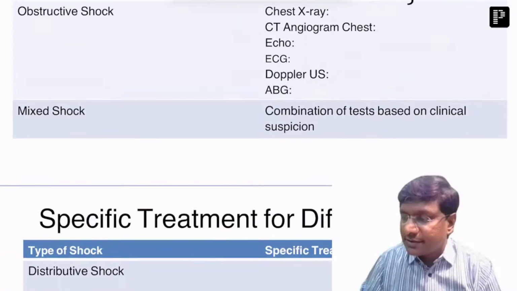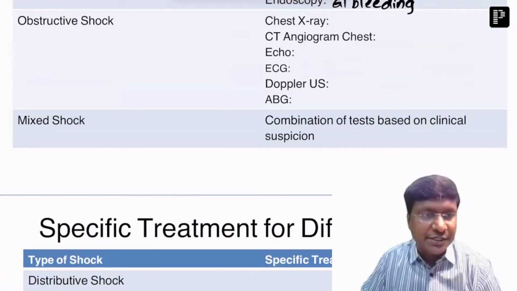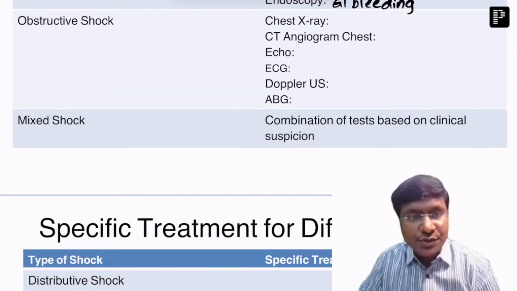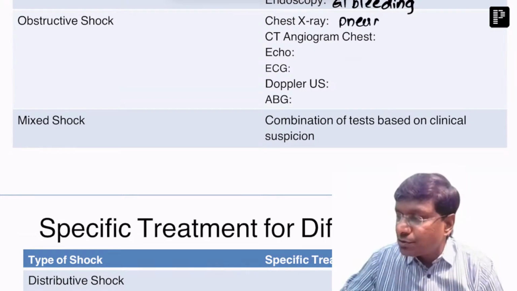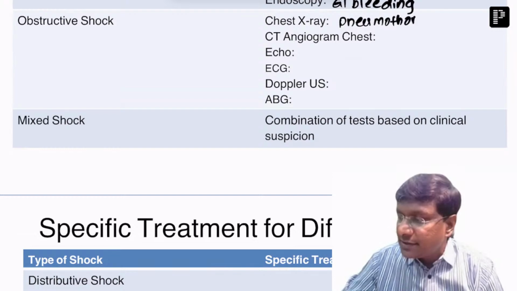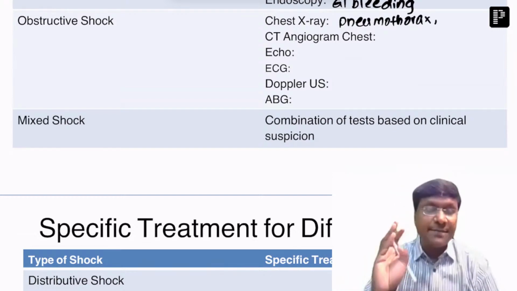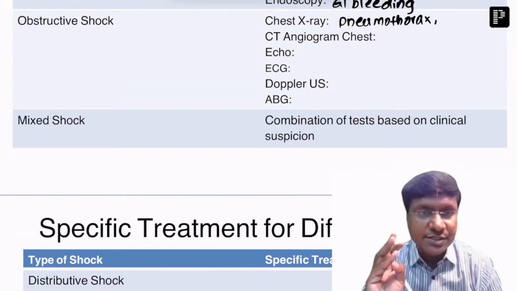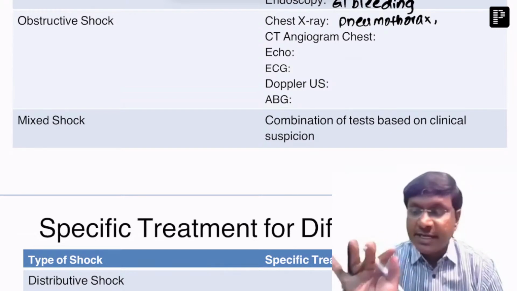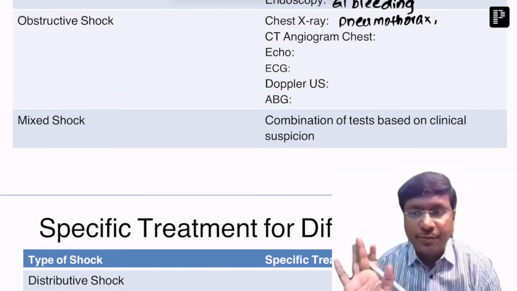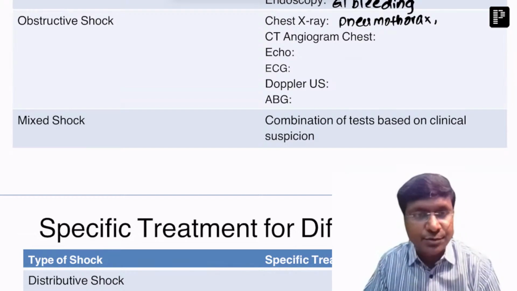Then followed by that, the workup that we do in case of the obstructive shock. In case of obstructive shock, you need to do a chest X-ray. Why? To rule out the pneumothorax. And in pneumothorax, what will be the chest X-ray finding? The chest X-ray finding in pneumothorax will be hyperlucent lung fields, collapsed lung. There will be absence of bronchovascular markings and shift of the mediastinum to the opposite side. That is what you will notice in case of the pneumothorax.